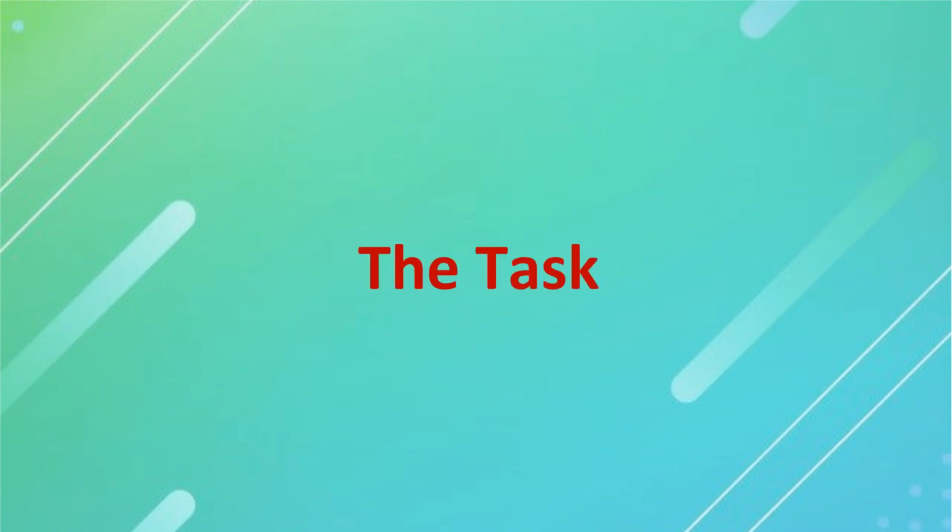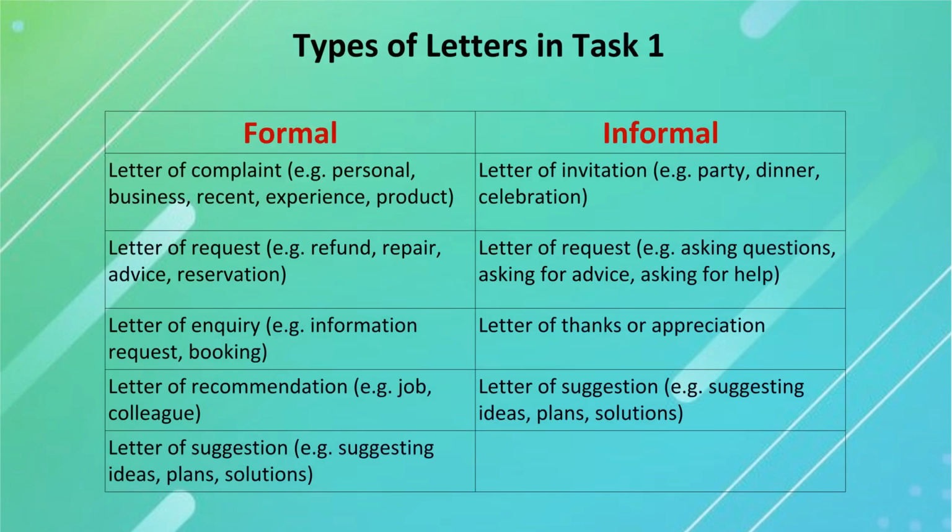Let us now look at Task 1 of the General Training Test. Generally, there are two types of letters which you will get in your test: formal and informal. A formal letter is one which is written to complain, request, inquire, recommend or suggest something to an organization, company or agency. In other words, a formal letter is about some official business.